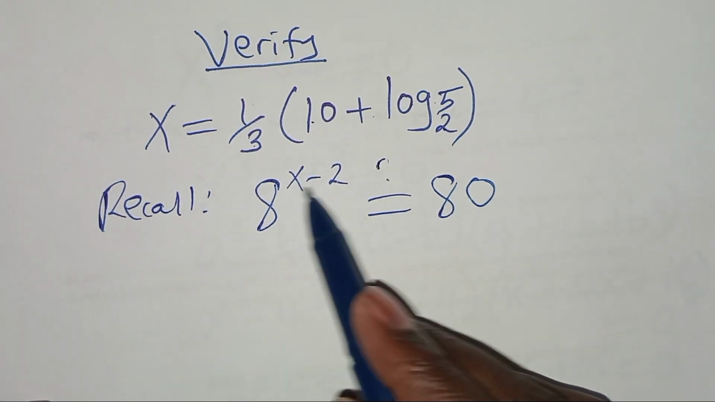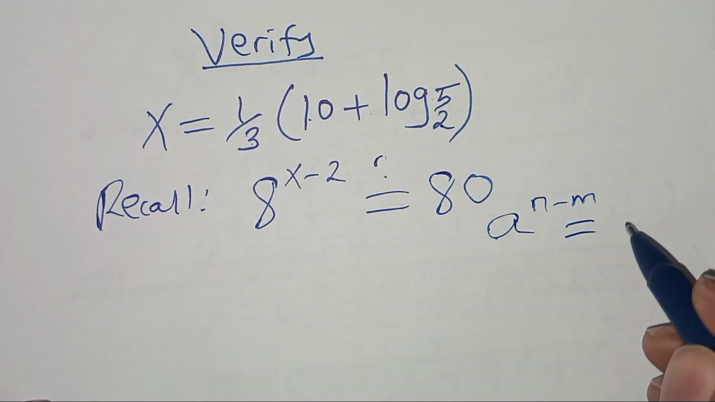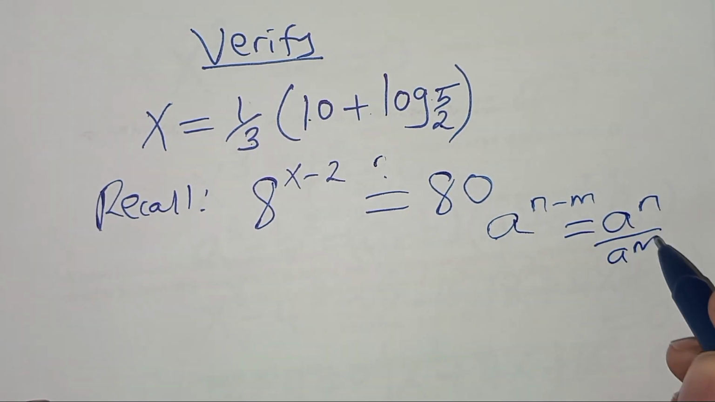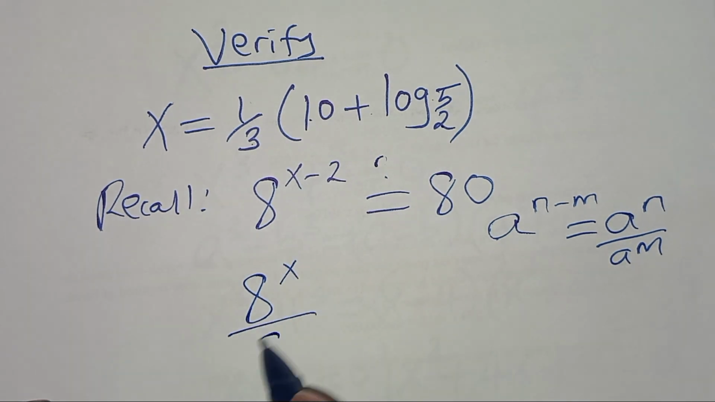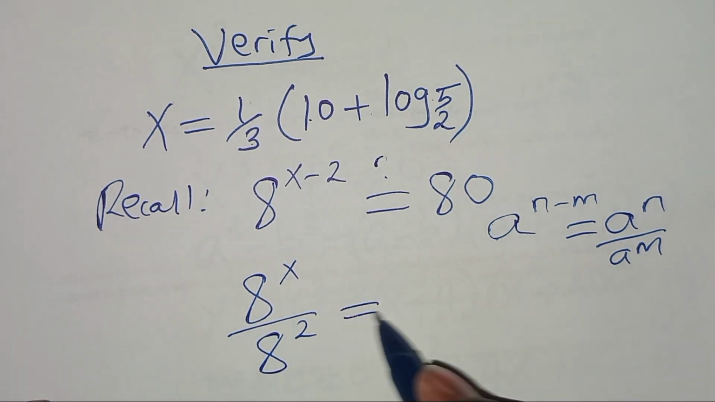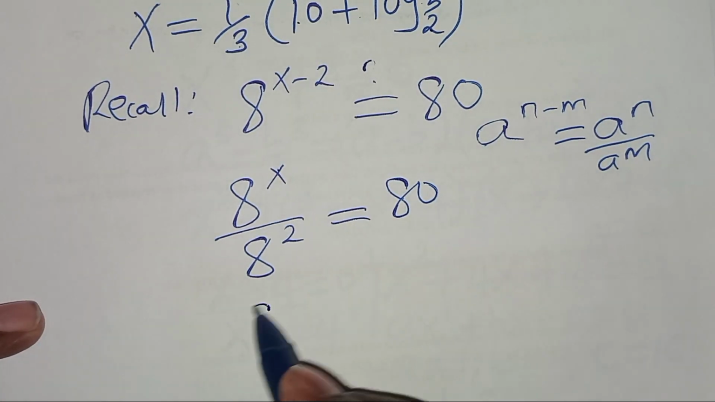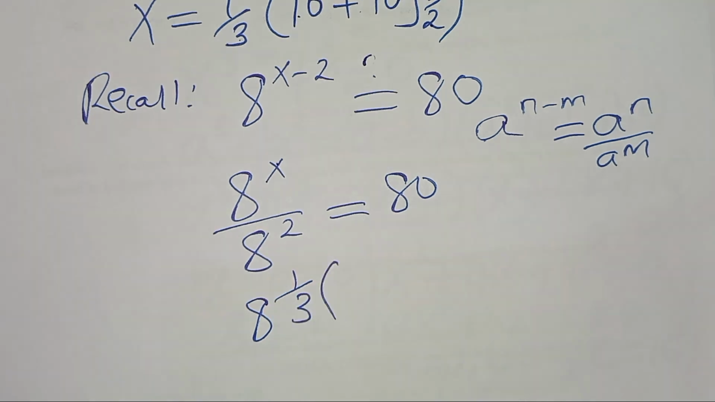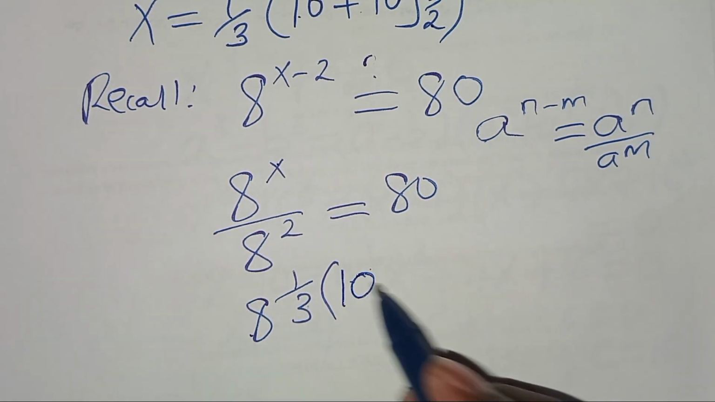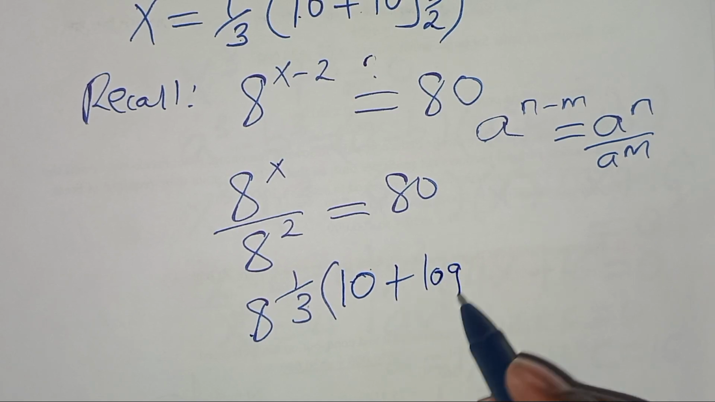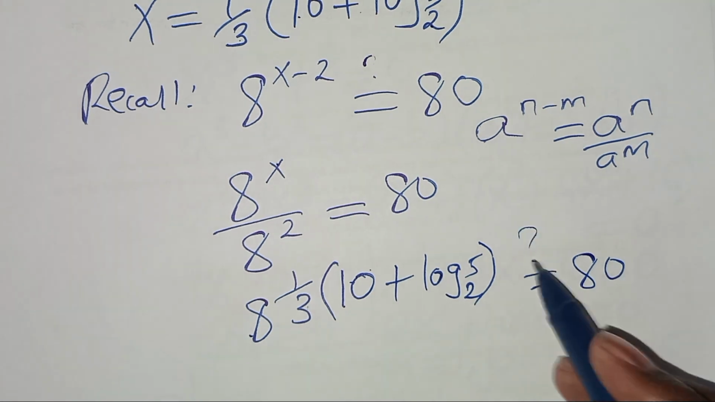Now 8 to the power x minus 2 is in the form of 8 to the power n subtract m, which we can express as 8 to the power n divided by 8 to the power m. Applying this property, this is the same thing as 8 to the power x divided by 8 to the power 2. This should give us a value of 80. Substituting the value of x, we'll have 8 to the power a third into the parentheses 10 plus log 5 to base 2. This should give us a value of 80.